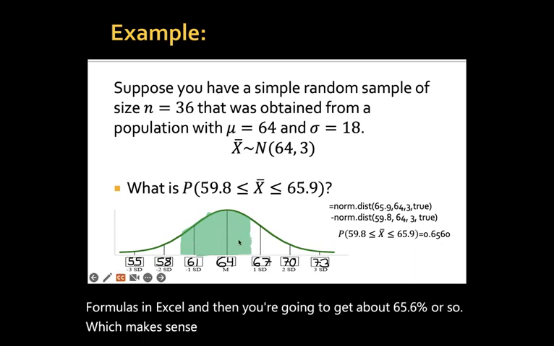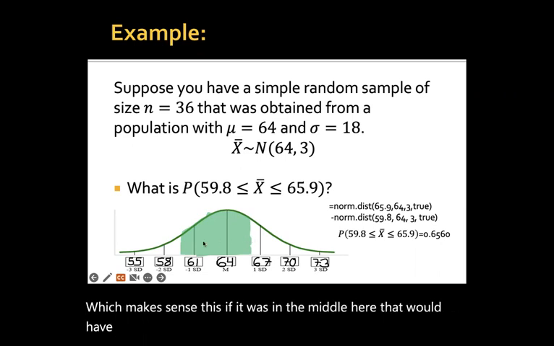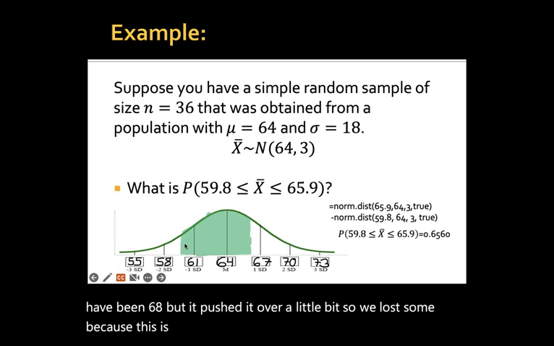This, if it was in the middle here, would have been 68, but we pushed it over a little bit, so we lost some because this is short. So it'll be a little bit less than 68. So 65.6% seems to make sense.